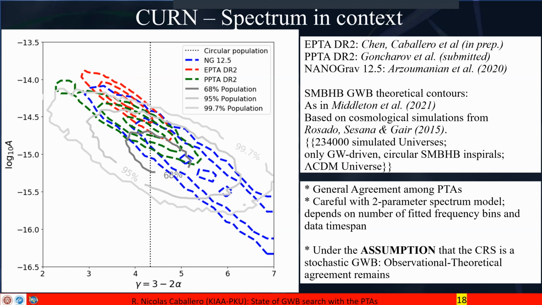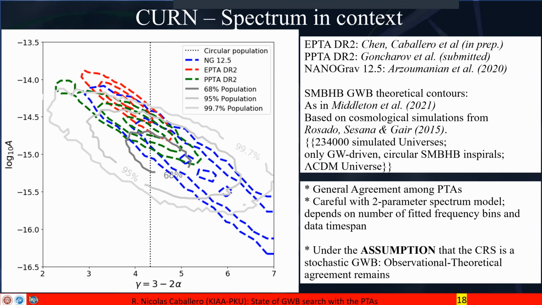And this image is an adaptation from the image from Middleton et al. 2001. So what we see here is a general agreement between the results from the different PTAs. We have to be a little bit careful about the 2-parameter spectrum model that we plot here, because we know that the exact result can depend on the number of fitted frequency bins, and also it can depend on the actual time span of the data, which is different for each data set.